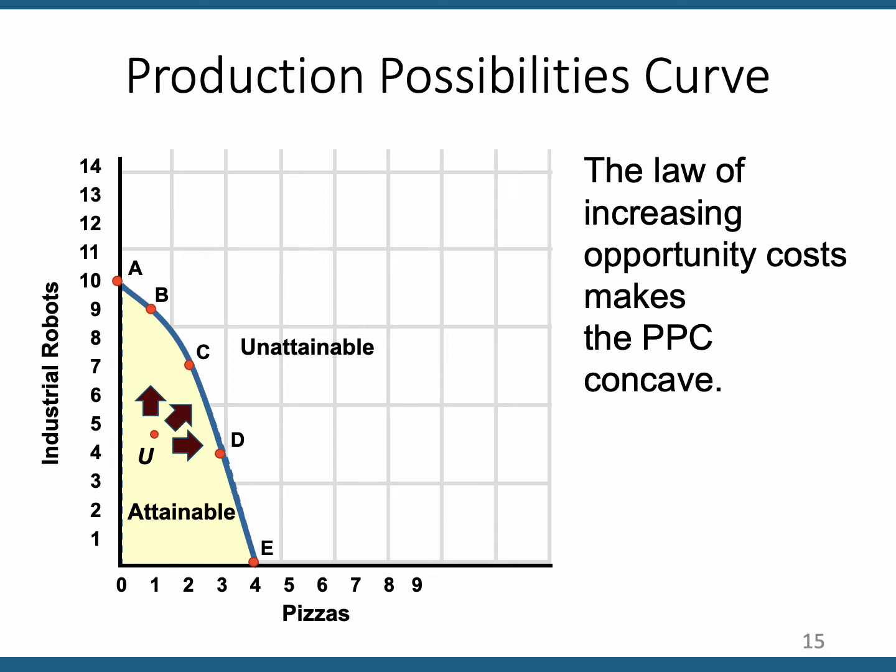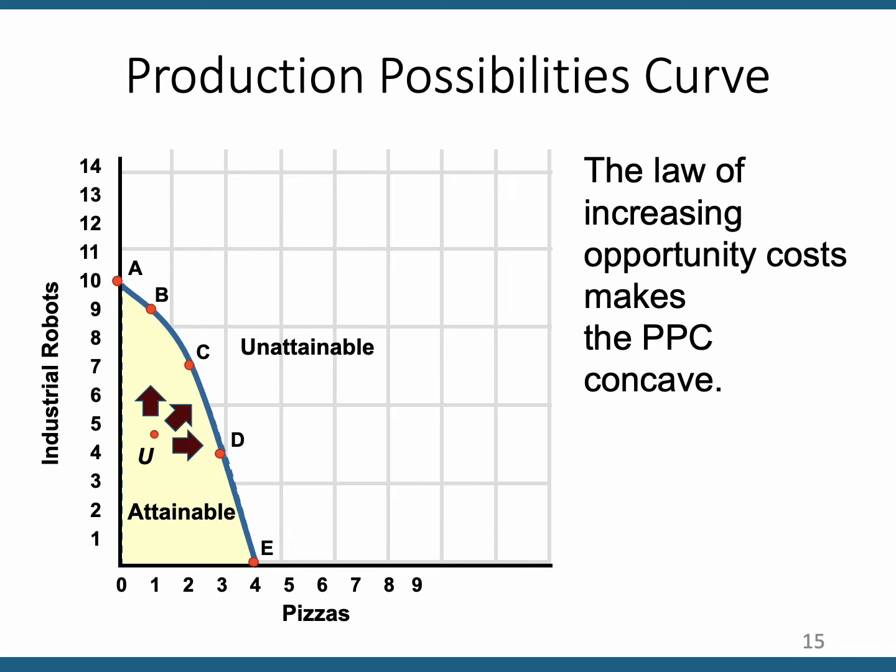Now let's graph this. This is a graph where on the x-axis, the horizontal axis, we have numbers of pizzas per week. And on the vertical axis, the y-axis, we have numbers of robots per week. And so each one of the points in the previous table is graphed here. So you can see point A, that would be if you were producing 10,000 robots, 0 pizzas. Point B would be if you were producing 9,000 robots and 100,000 pizzas, and so on. You can see how that works.